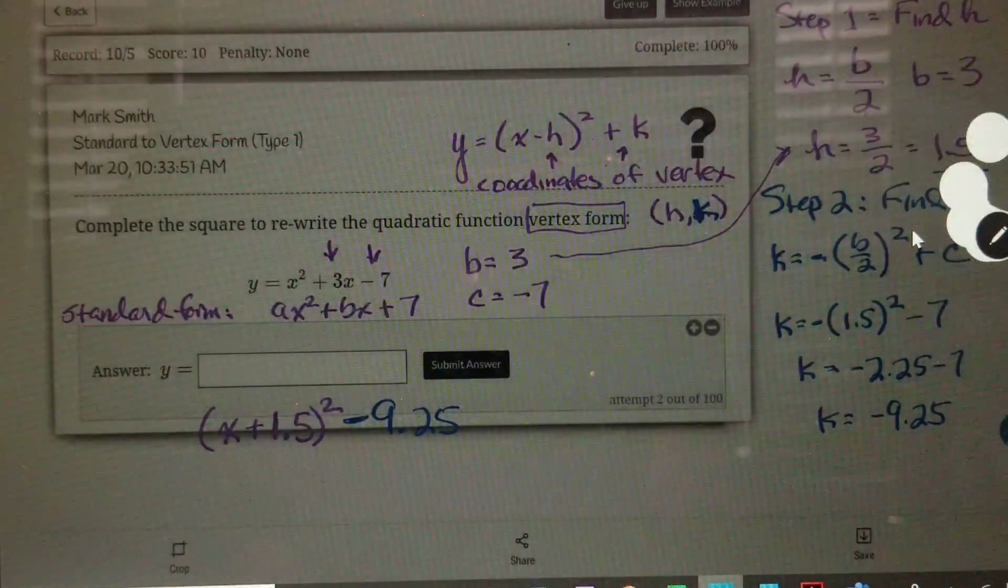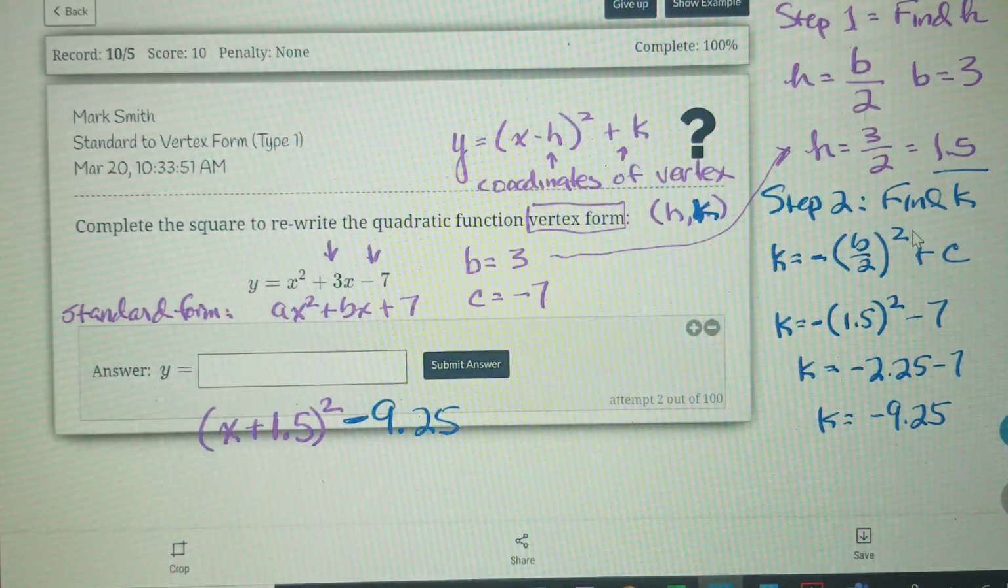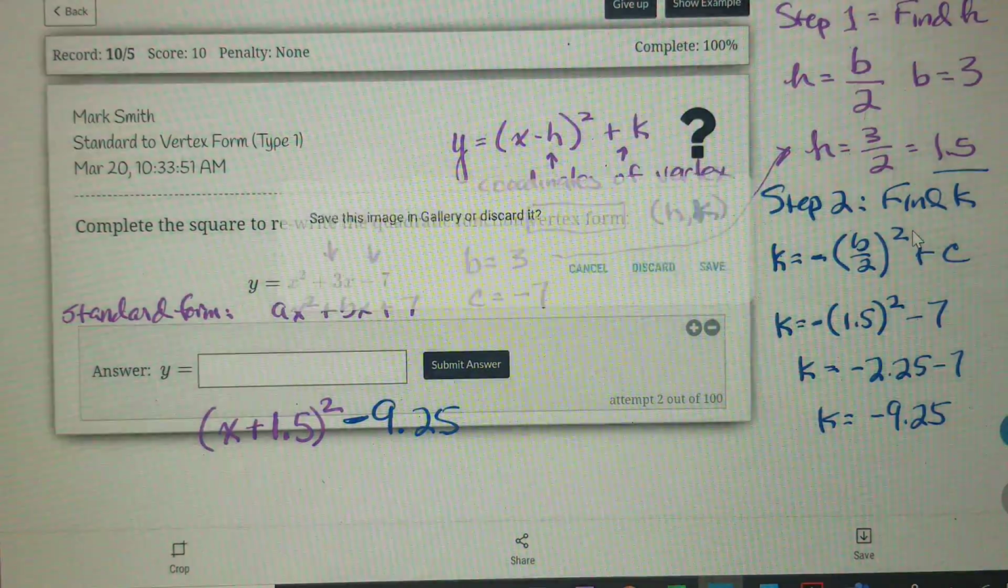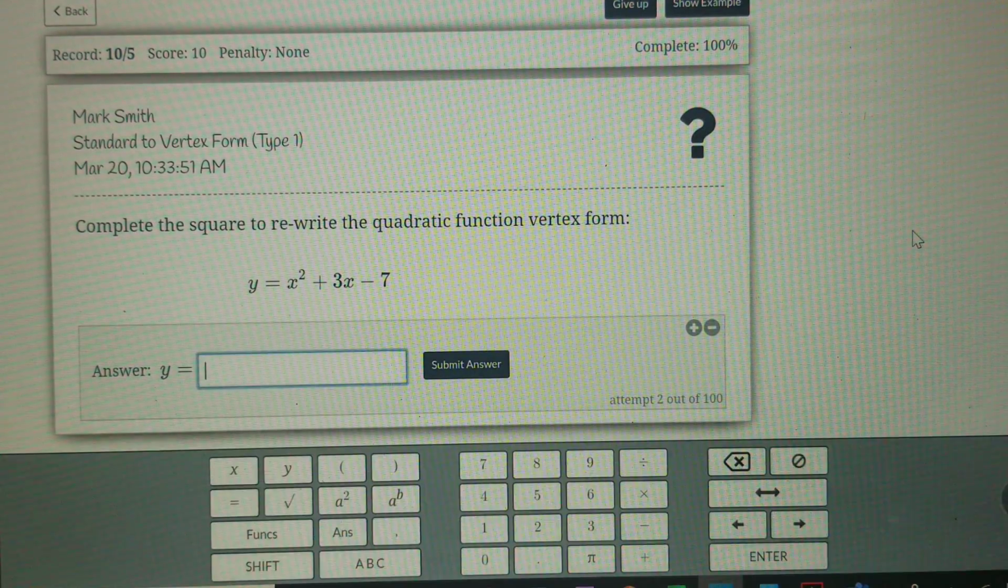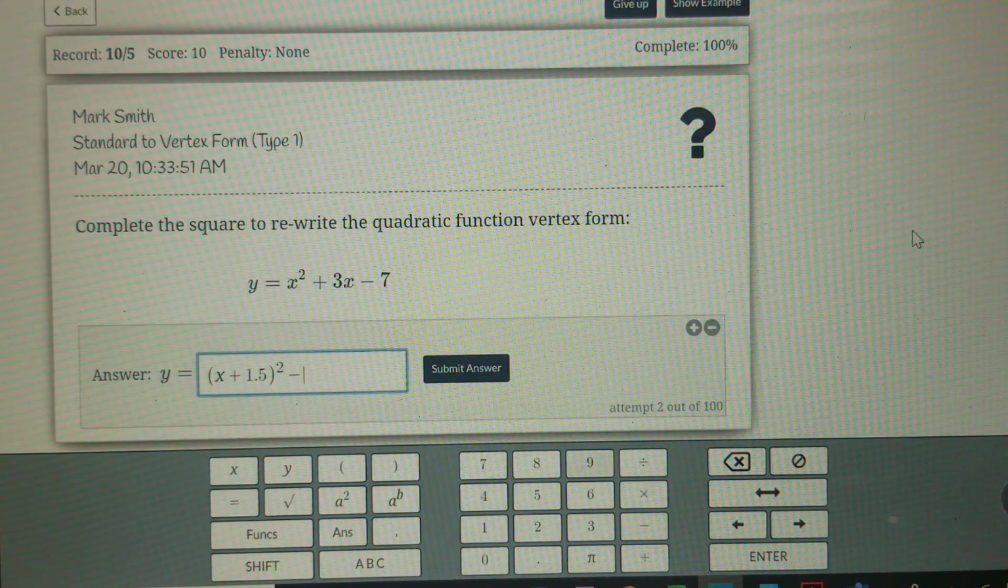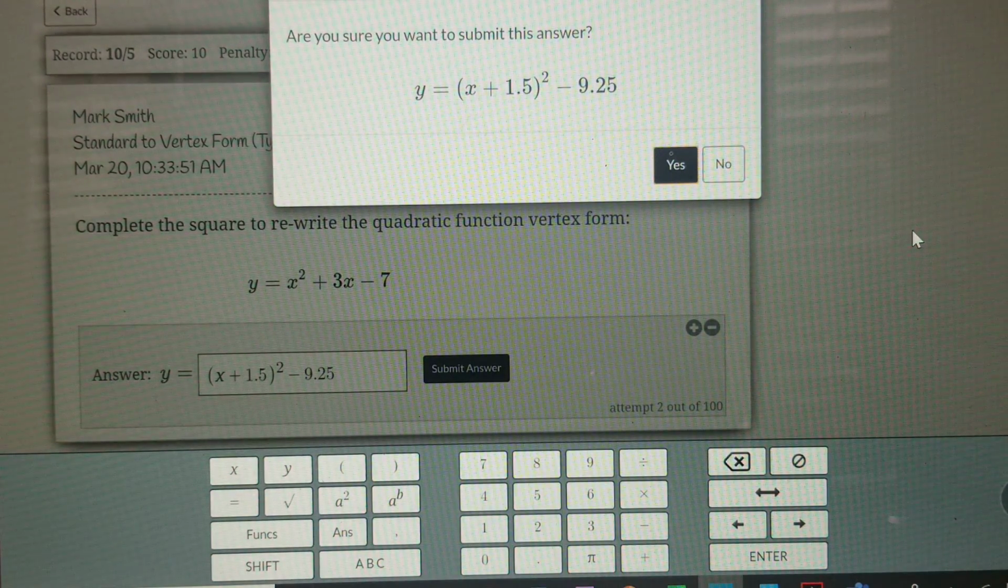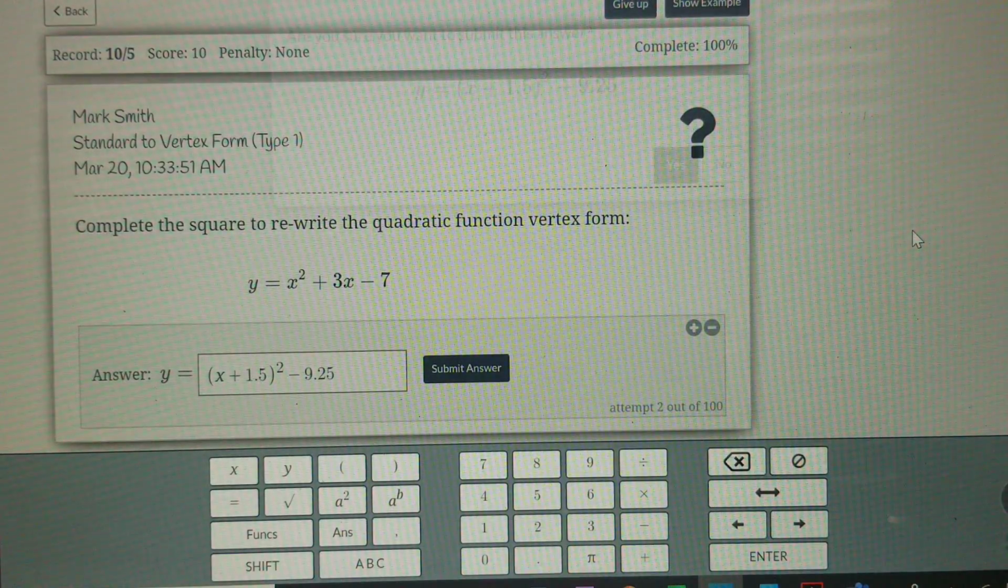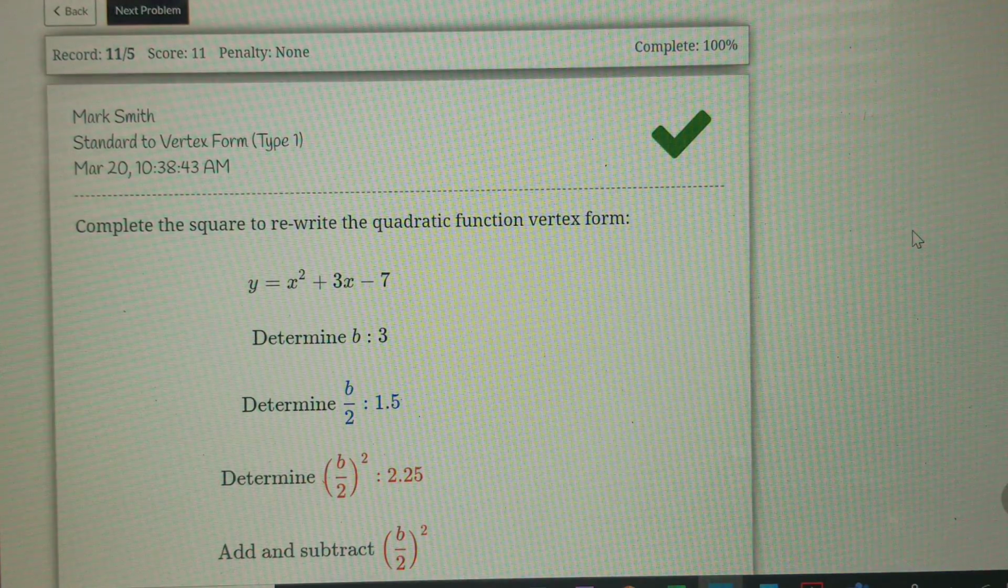All right, so I have to erase all of my stuff here to put the answer in. My answer is parentheses x plus 1.5 quantity squared, subtract 9.25. Submit answer. Yes, that's what I want. And we get a green check.